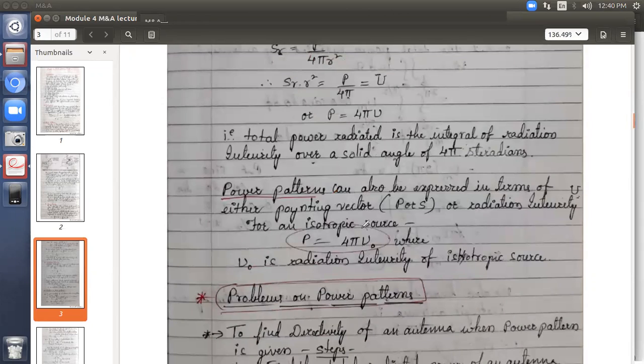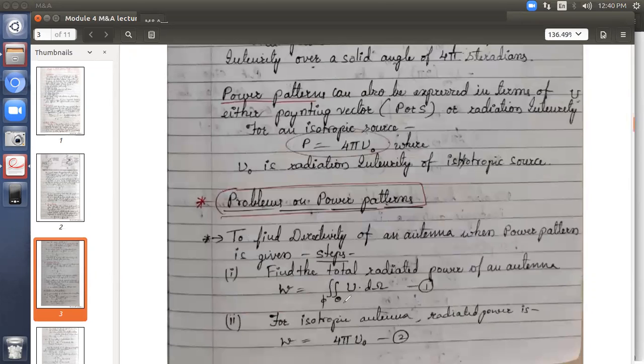Now power patterns, that's what I told you. P is equal to 4 pi into U naught, you have taken. This is the equation, the second step in your problems which you use. Then problems, we have already dealt with all these problems. Any doubt in today's session?